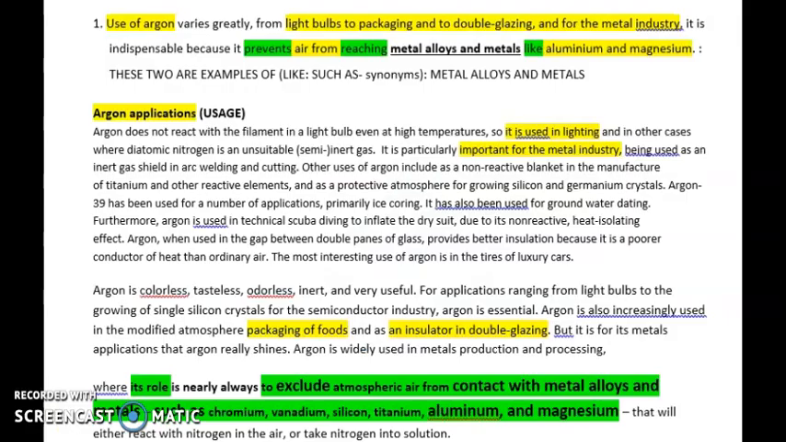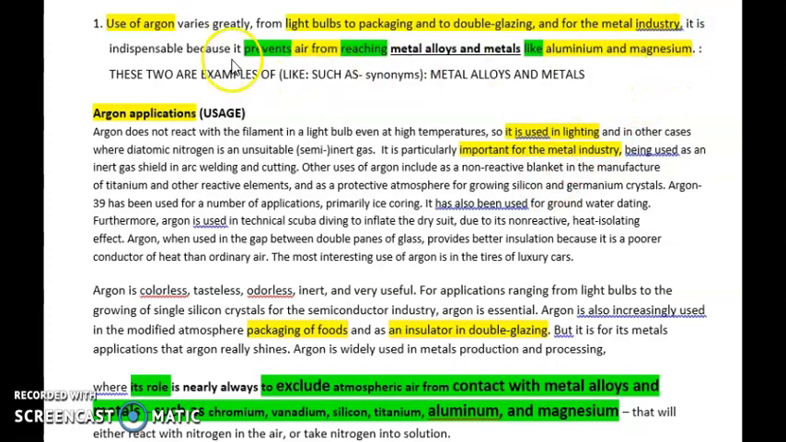Question 1 mentions the areas where argon is used. In the reading, we have a part titled Argon Applications. It means usage, where it is used. So the answer to this question was in this paragraph. Argon is used in these areas. I highlighted them here. They are also in the reading text, such as packaging of foods, lighting, and metal industry.